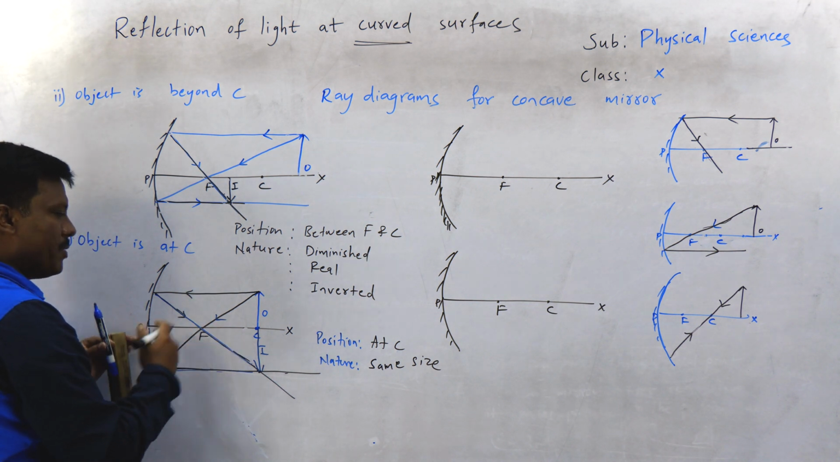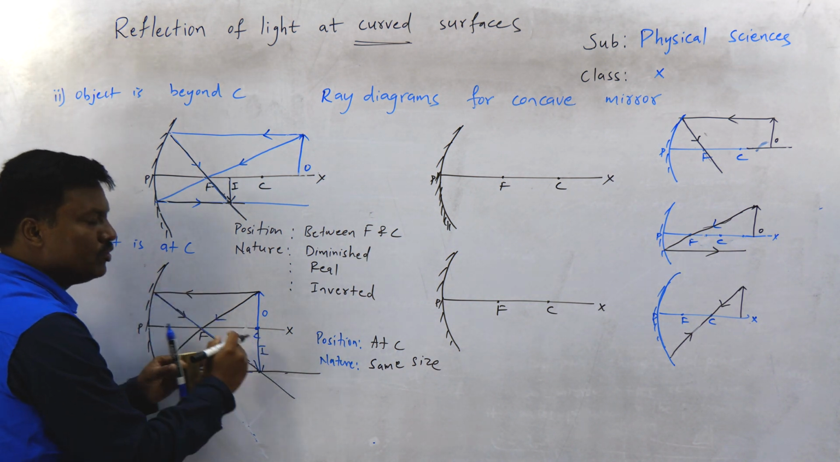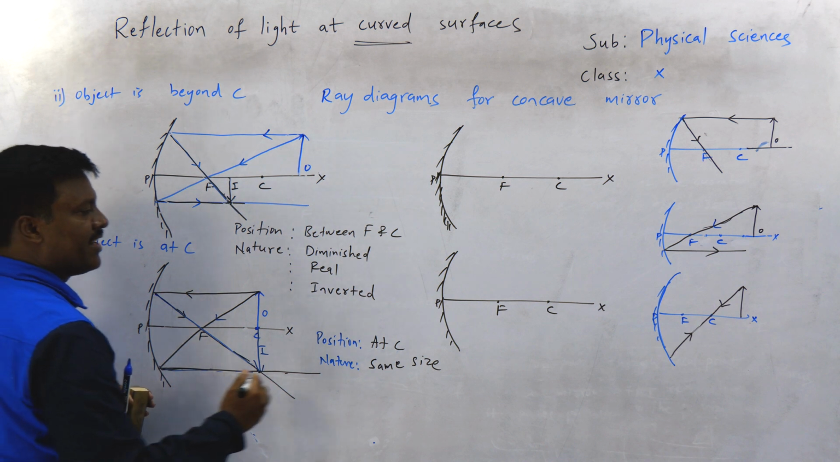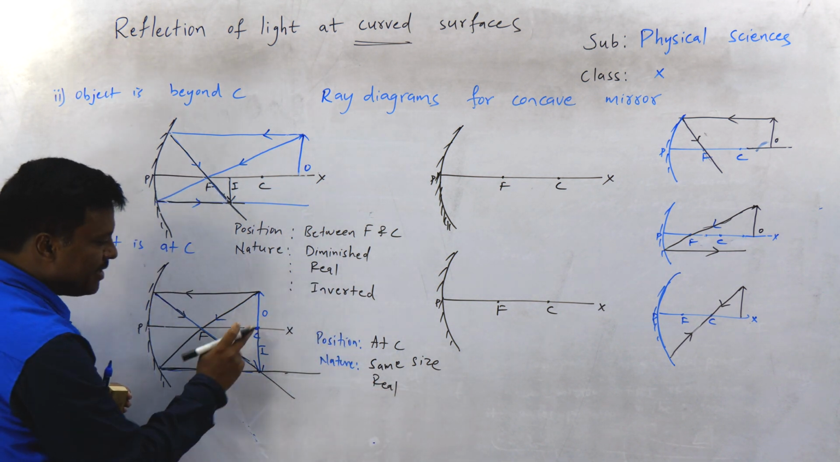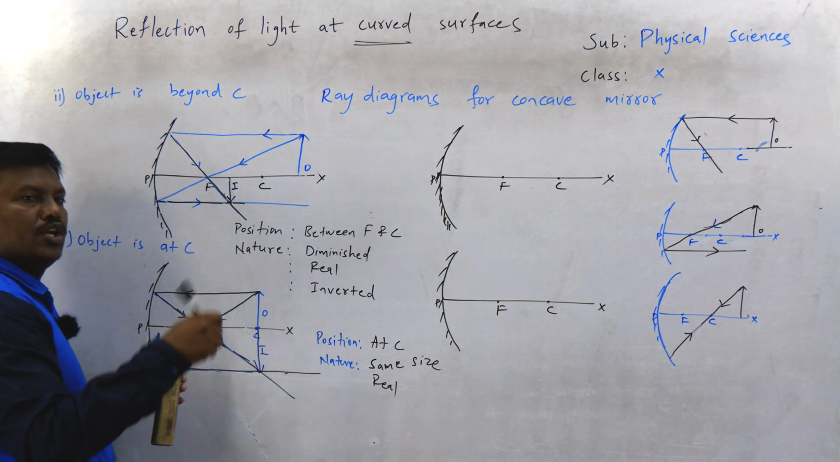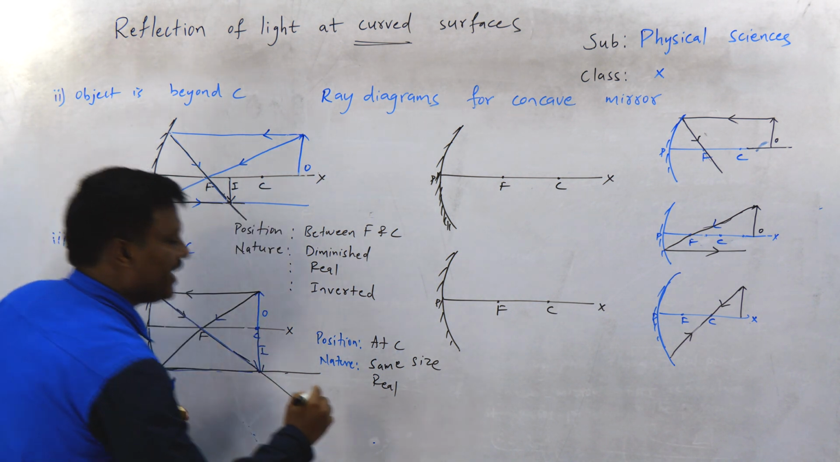Is this image formed before the mirror or behind the mirror? Before the mirror, due to converging of the reflected light rays. So that is real image. And this image is formed below the principal axis, so that is inverted. Okay, inverted.